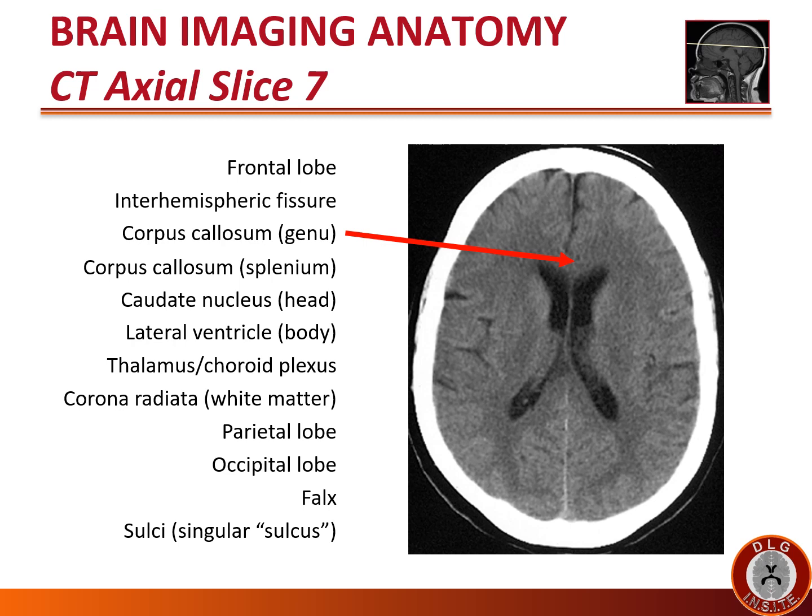The corpus callosum is the thick band of white matter that connects the two cerebral hemispheres. The anterior aspect of the corpus callosum is called the genu of the corpus callosum. The genu lies just anterior to the lateral ventricles. The posterior most aspect of the corpus callosum is called the splenium of the corpus callosum.